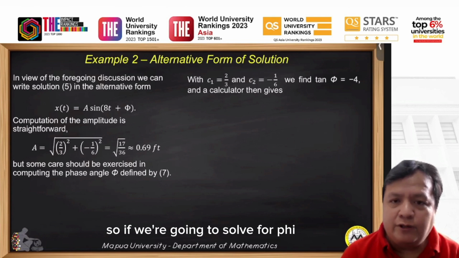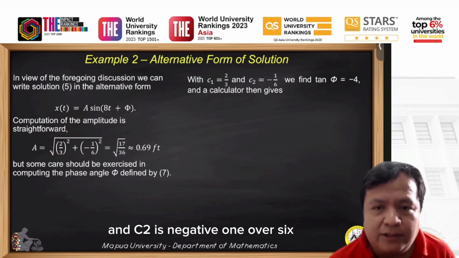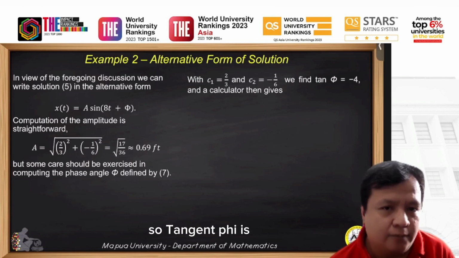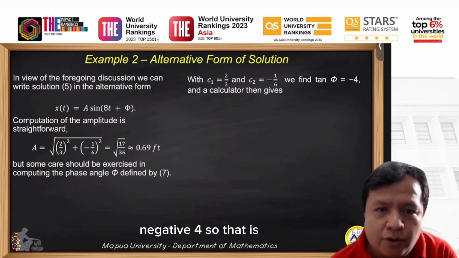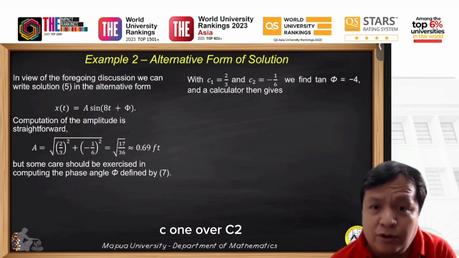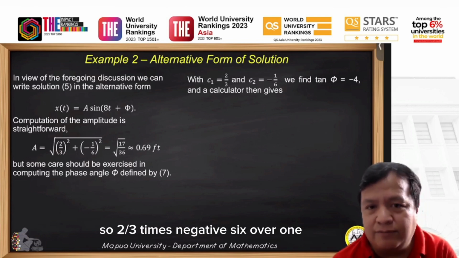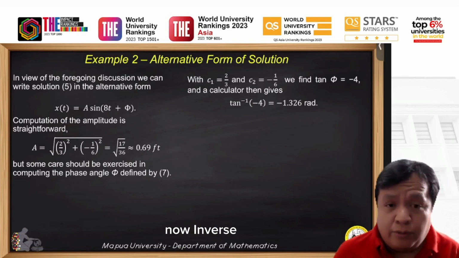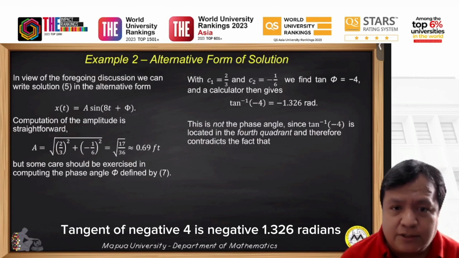So if we're going to solve for phi, C1 is equal to 2/3 and C2 is negative 1 over 6. So tangent phi is C1 over C2. So 2/3 over negative 1 over 6. So 2/3 times negative 6 over 1. So that's negative 4. Now, inverse tangent of negative 4 is negative 1.326 radians.